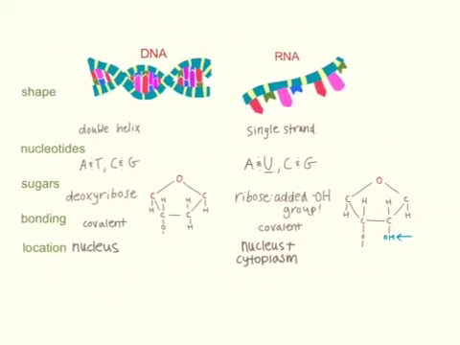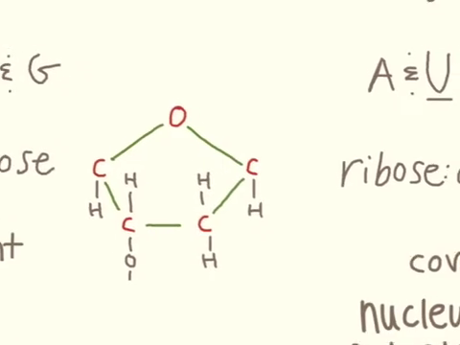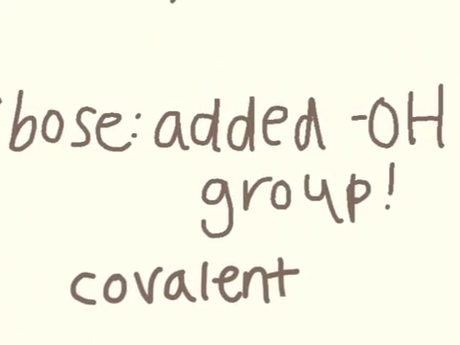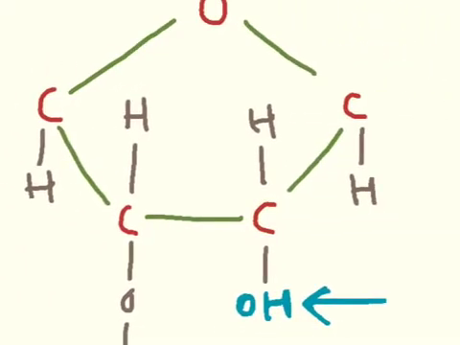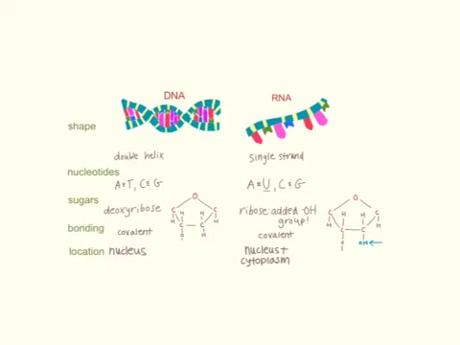So that segues into the difference in the sugars between DNA and RNA. So for DNA, it's deoxyribose, and that's a diagram right here. And then for RNA, it's ribose, so that means there's an added OH group in blue. And then they're both covalent bonding, and DNA is found in the nucleus, while RNA is found in the nucleus and the cytoplasm.